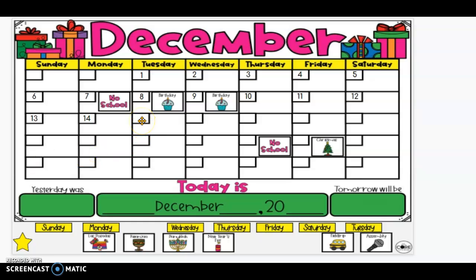Today is December 15th. We'll add 15 to our calendar piece. Yesterday was, think about it, yesterday was Monday. Today is Tuesday, December 15th, 2020. And that means tomorrow will be Wednesday.